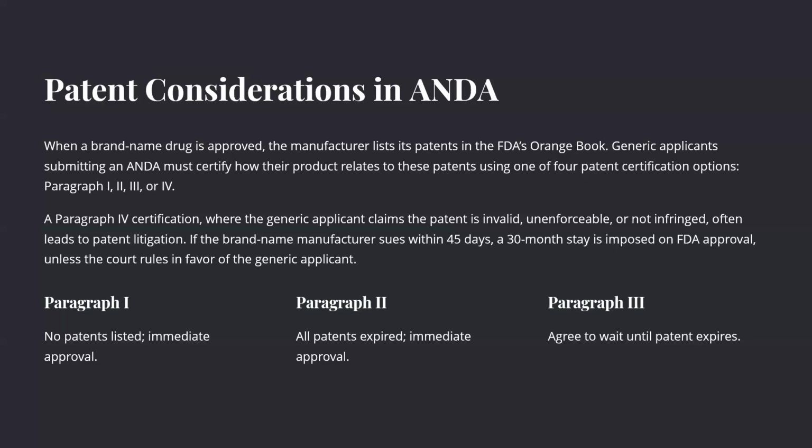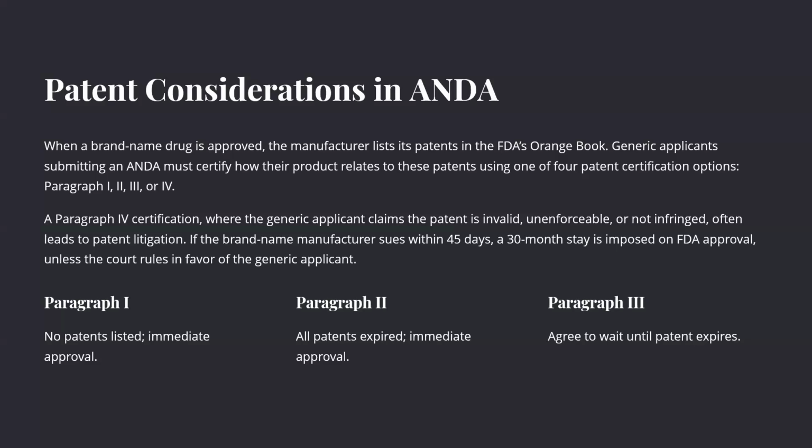So, the generic applicant submitting an ANDA must certify how their product relates to these patents using one of four patent certification options. The four types of patents that we talked about and the types of patent certification are different. We previously talked about what kind of product or dosage we can get a patent from, and here we are talking about the type of patent certification, meaning when and where we can apply these four types.